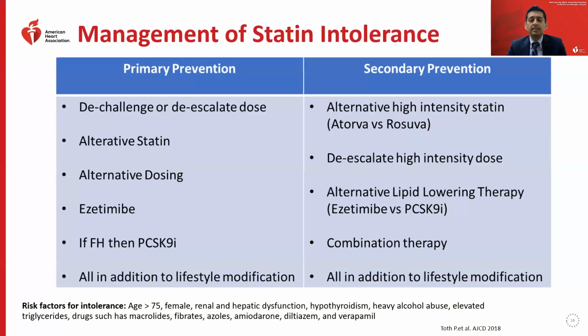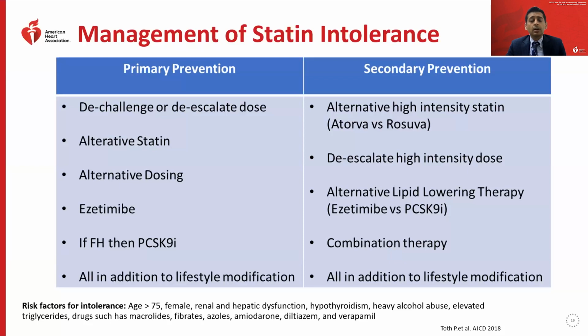So how do we manage statin intolerance? In a primary prevention patient, it gets kind of hard. Again, I don't want to say hard. It's a little bit more nuanced. Certainly de-escalating the dose or trying an alternative statin or alternative dosing. Don't forget ezetimibe. Now, if they do have familial hypercholesterolemia, then moving towards a PCSK9 inhibitor is important. And then, of course, doing all this in addition to lifestyle modification.